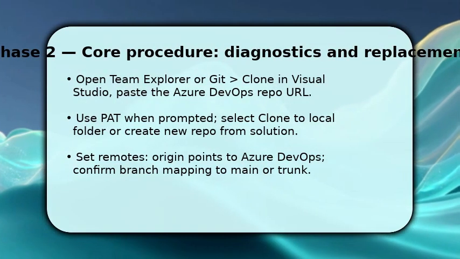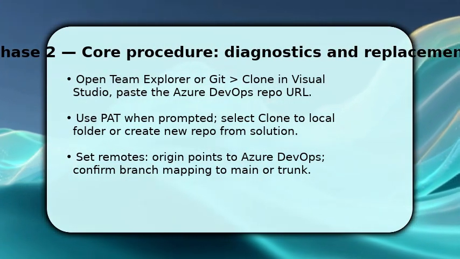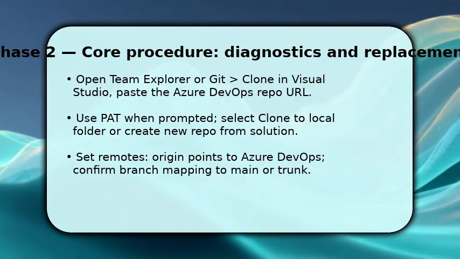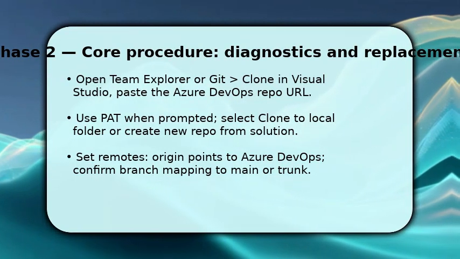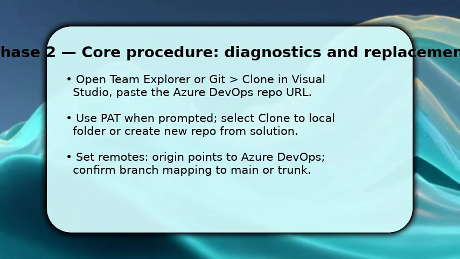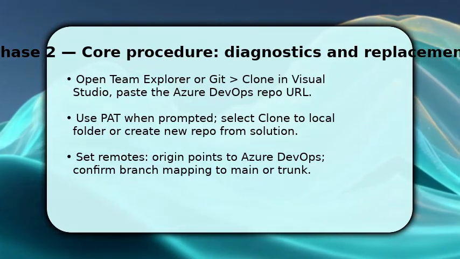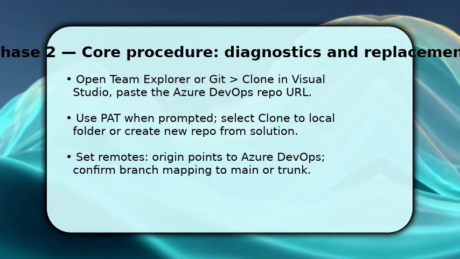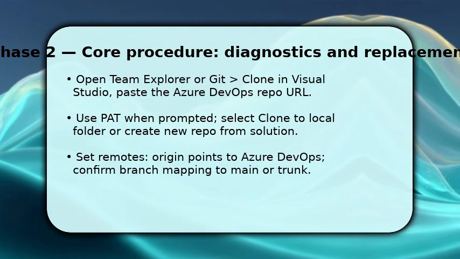Now you connect and sync the repository. In Visual Studio, choose Clone or Connect to a project in Team Explorer, paste the Azure DevOps repo URL, and pick a local folder. When prompted, authenticate with the personal access token. This lets Visual Studio push and pull.